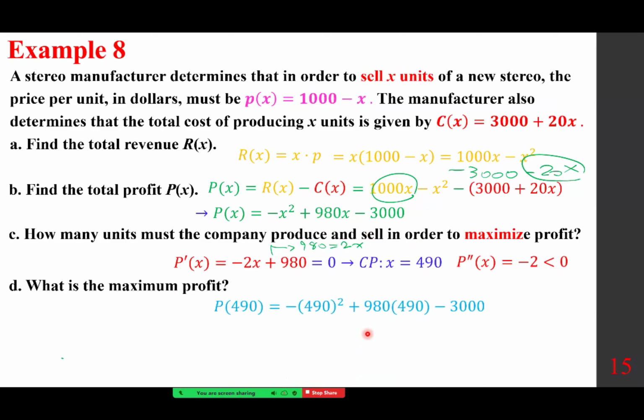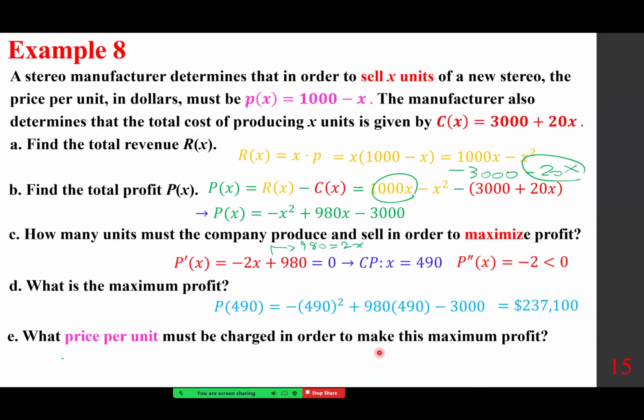Minus 490 squared plus 980 times 490 minus 3000. You put this into a calculator and it results in $237,100. That is the maximum profit. What price per unit must be charged in order to make this maximum profit? Price function is p of x equals 1000 minus x. Replace the x with 490. And the answer is $510.